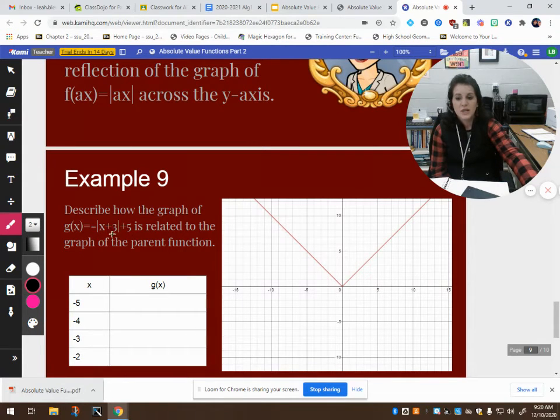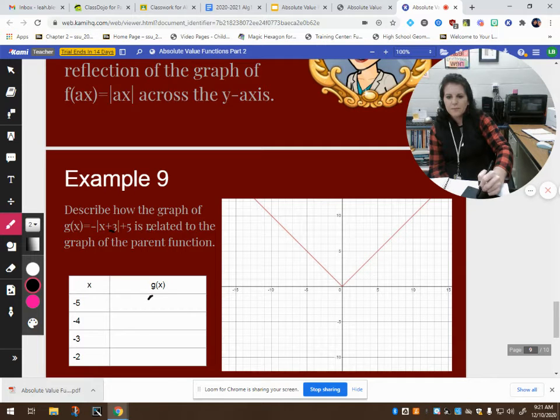This has several translations. We know this +3 is going to take that vertex and shift it to the left 3 units, right? To the left 3, and that +5 is going to shift it up 5. However, there's also this negative to take into consideration. So let's plug in some numbers and try it. So if I do -5 plus 3, -5 plus 3 is -2. I take the absolute value of -2, I get a +2. But then I have this negative out here, so now I have -2 plus 5 gives me 3.